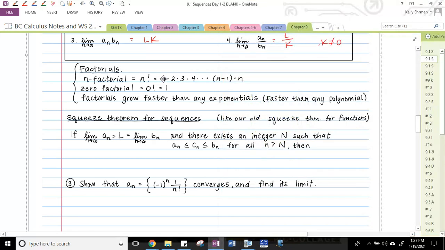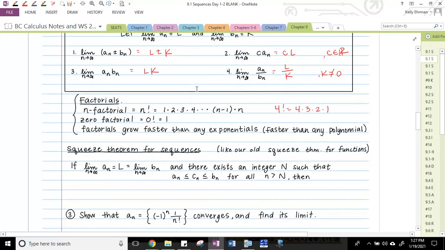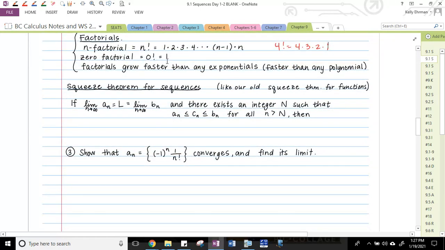So I know it's written out as 1 times 2 times 3 times 4 times whatever, all the way up to n. I think of it in the reverse order. So I think 4 factorial is 4 times 3 times 2. 0 factorial is equal to 1. We're not going to do a proof of that, but it has to be true so that everything works out for us. But there is a proof for why that's true.